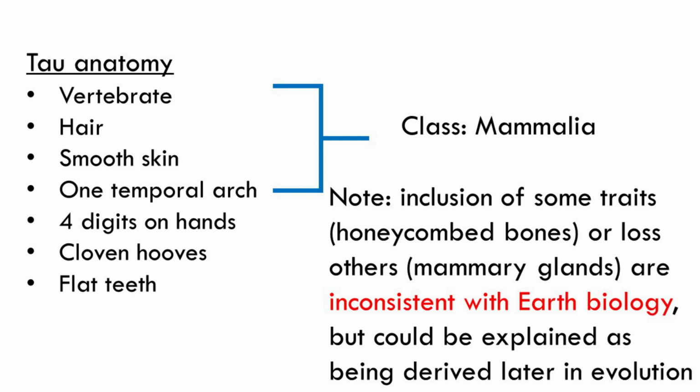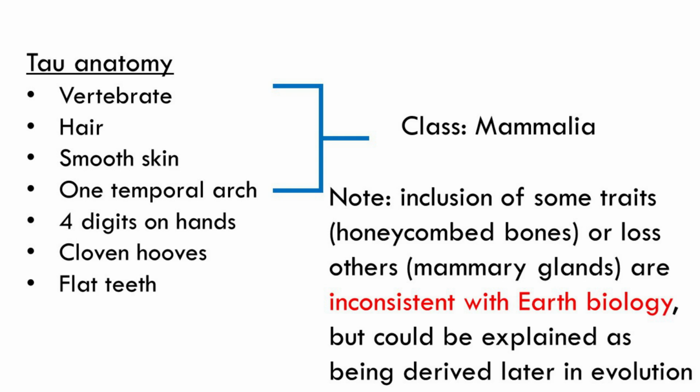Similarly, the loss of other traits like the apparent loss of mammary glands in tau would be inconsistent with Earth mammals. All mammals have some sort of mammary gland. That's what gives them their name. But that doesn't mean that it's totally impossible, right? It's still possible that tau could realistically fit within Mammalia if these traits were either gained or lost later in evolution. This does happen from time to time. That's why things like the appendix in humans is a vestigial structure, or the limbs of snakes are vestigial or non-existent.